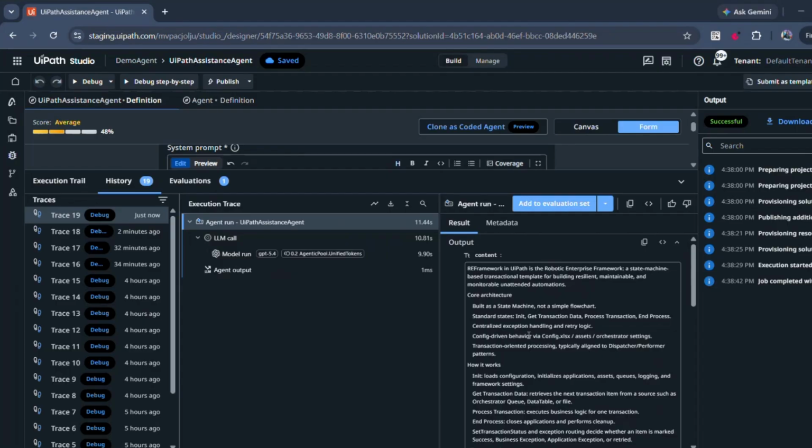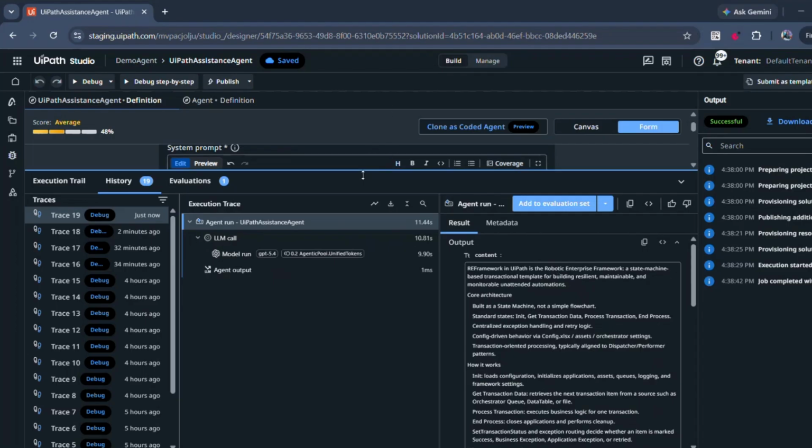Now we can notice the differences. This explanation is now much more technical. AI starts talking about architecture, production environment, dispatcher performer, and scalability. Nothing has changed except the system prompt. And because the identity changed, the response changed. Now let's keep the system prompt exactly the same. This time, I'll change only the user prompt. Let's ask, explain orchestrator queue.